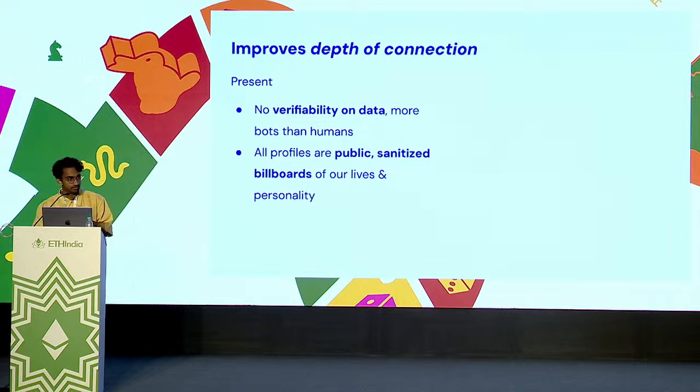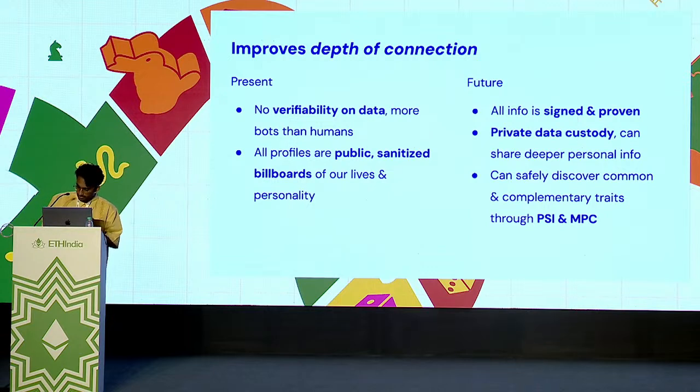Everyone can see everything. And as a result, instead of tending to be who we really are, we tend to show off sanitized versions of who we are and cater to the algorithm. So in a world with MPC and more cryptography, first off, you can use these multi-party computation tools I was talking about to discover both common and complementary traits in a way that doesn't need to be mediated through a central service.